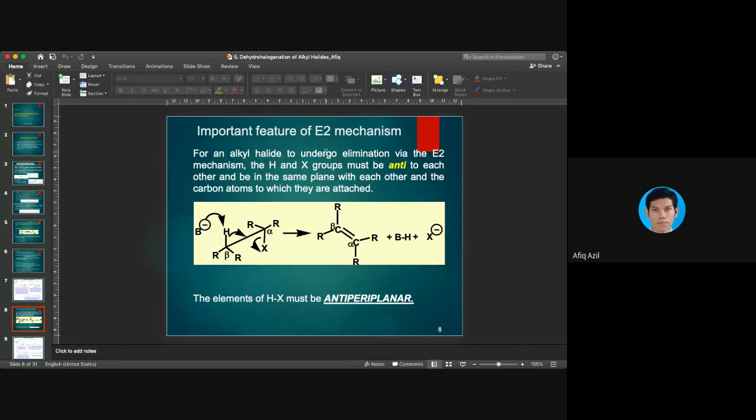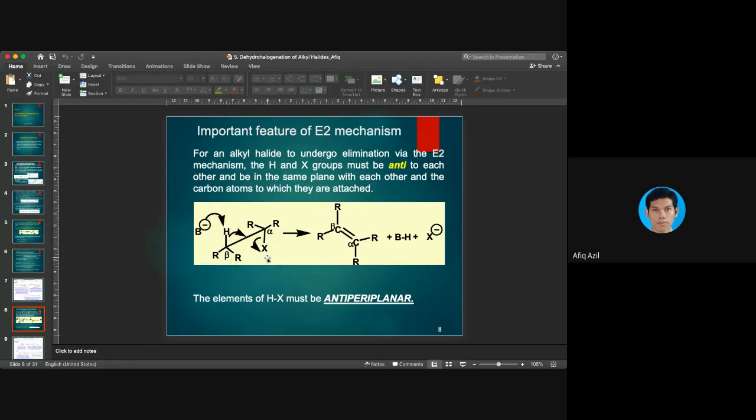Important feature of the E2 mechanism. For an alkyl halide to undergo elimination via the E2 mechanism, the hydrogen and X, the hydrogen and the halogen group, must be positioned anti to each other. That means they are pointing in different ways. Kalau this hydrogen is pointing upwards, okay, this is Sohor's projection, if this hydrogen is pointing upwards, then the halogen must be pointing downwards.